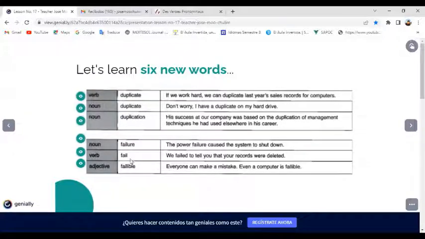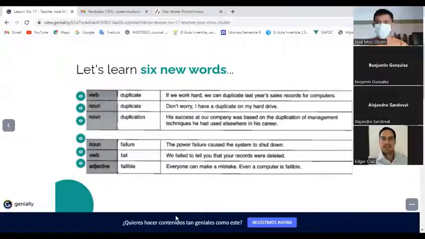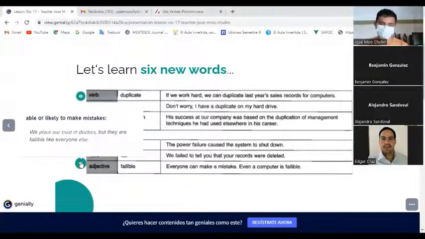And then we have the word fallible that works as an adjective. Do you know this word or have you ever heard about this? Yes, it's when you use it for a person or things that don't work well or probably in the correct way. Okay, thank you, Edgar. So let's see the meaning of this word. Okay, well done. It's like to be able or likely to make mistakes. Okay, es muy probable que haga o cometa errores.